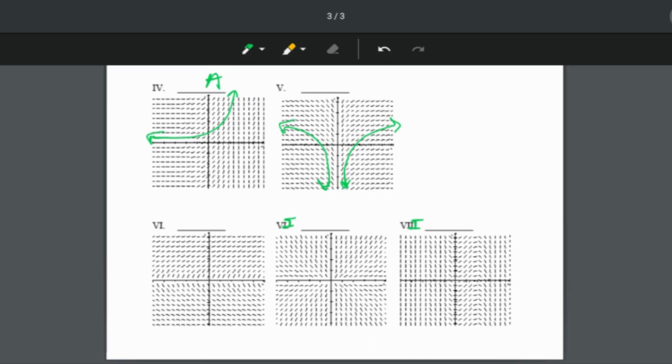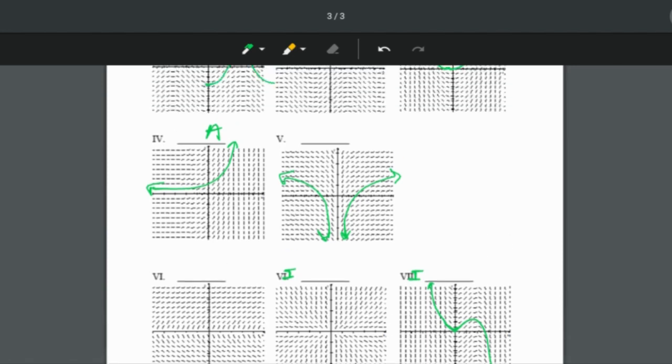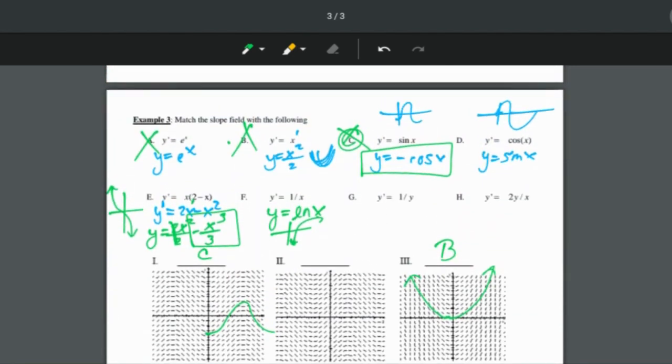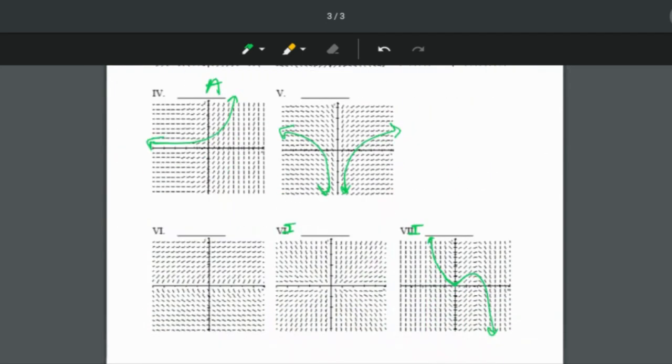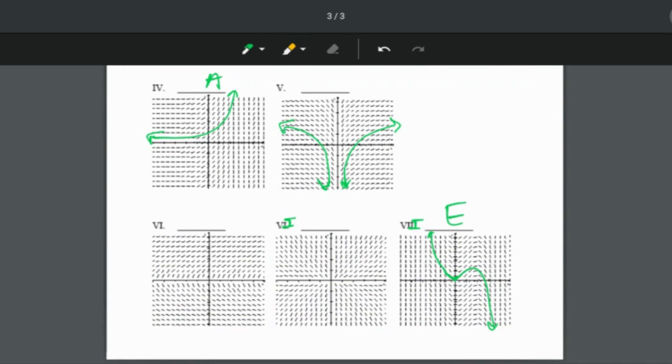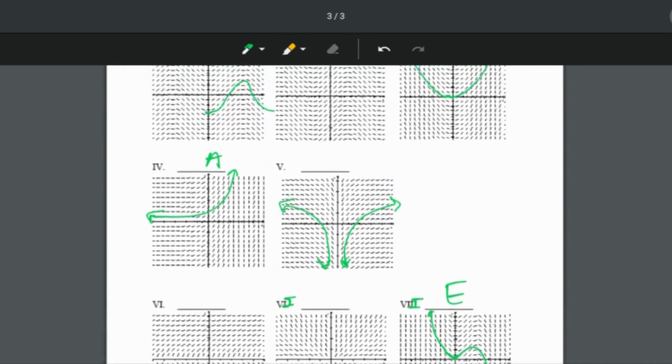These first two look tricky. But in E, if I draw a solution curve, if I just pick the origin and follow a path, it doesn't have to be perfect, it would be something like that. To me, that looks like a negative x cubed graph. We said negative x cubed looks like this. It might be a little bit different because it also has this x squared in it. So I would say that's probably answer choice E.